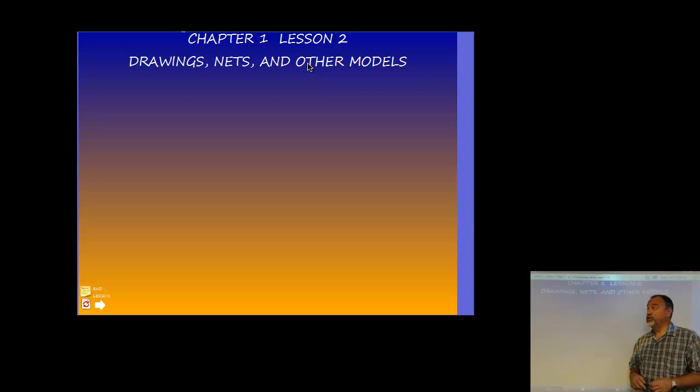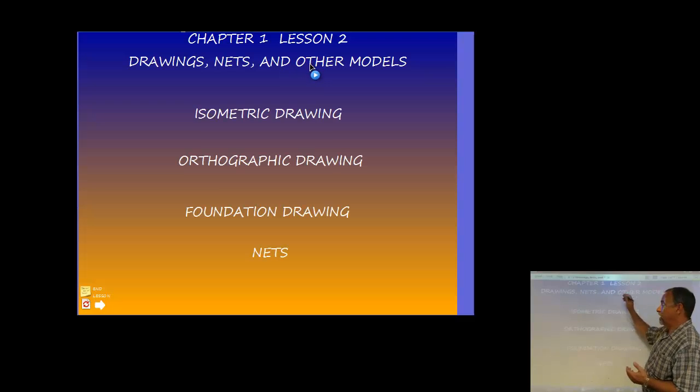Geometry, Chapter 1, Lesson 2, we're going to look at drawings, nets, and other types of models. And in this lesson, what we're going to look at are 4 types of drawings that you're going to run across this year. And we're not going to really spend a lot of time actually doing the drawings. We will do some in class, just so you get the idea of kind of what it takes to draw those.